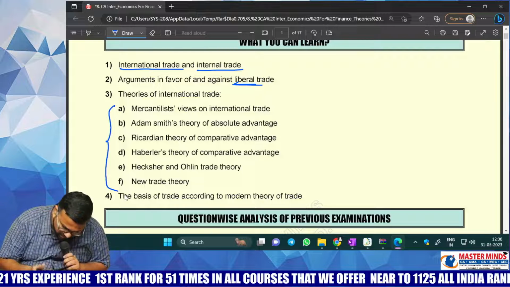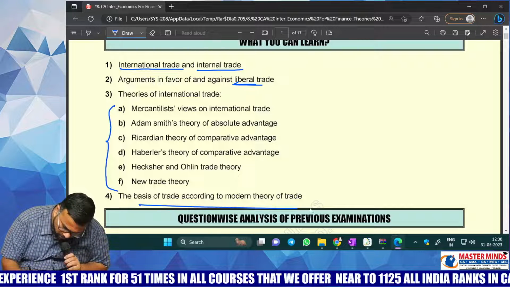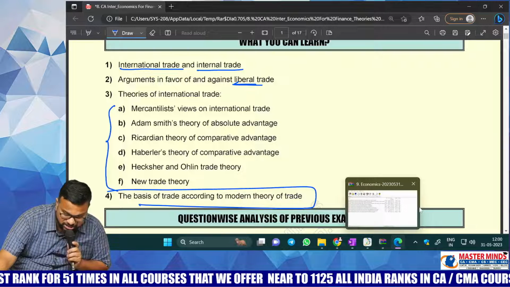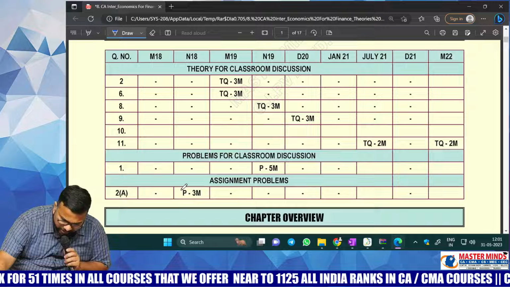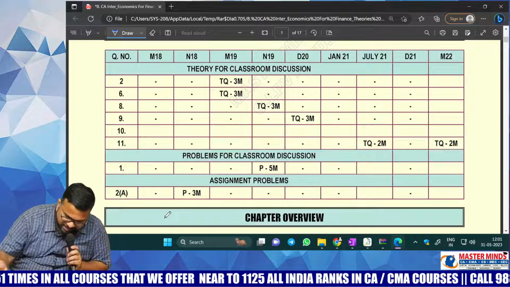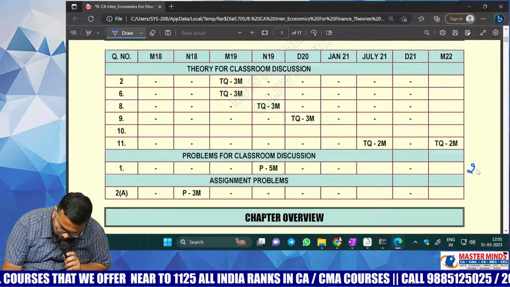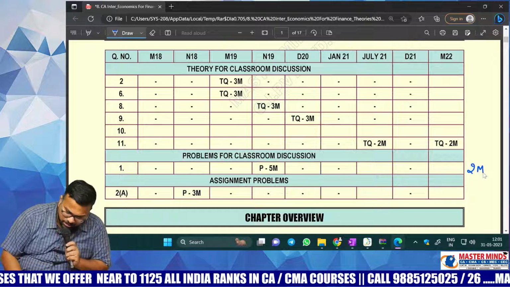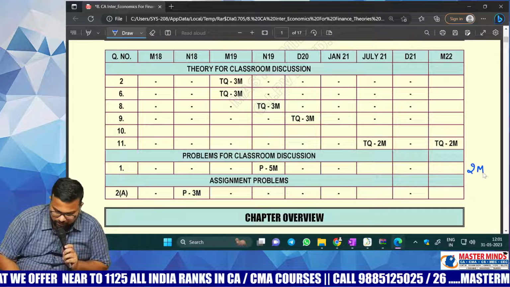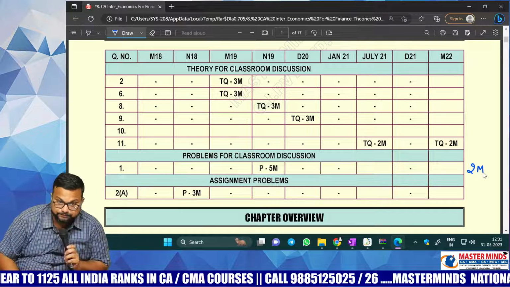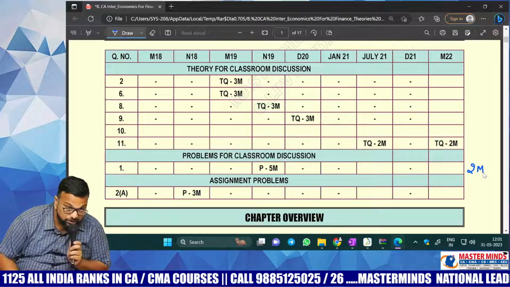And the last one is the basis of trade according to modern theory of trade. Okay. So these are the areas that we will learn in this chapter. If you look at the weightage, in recent examinations, we got around 2 marks from practical questions. 2 marks or 3 marks. So consistently you are getting 2 to 3 marks from this chapter.